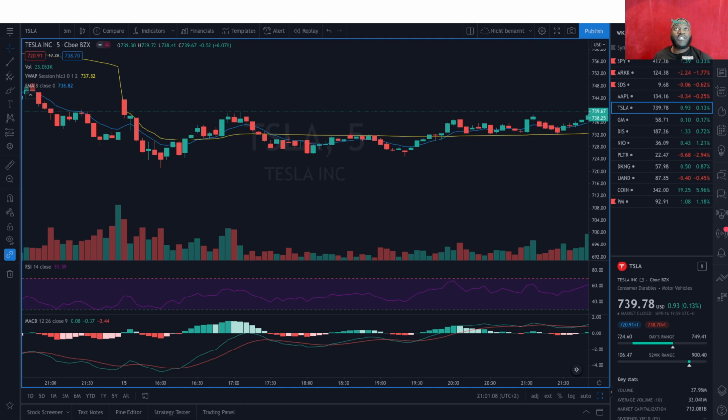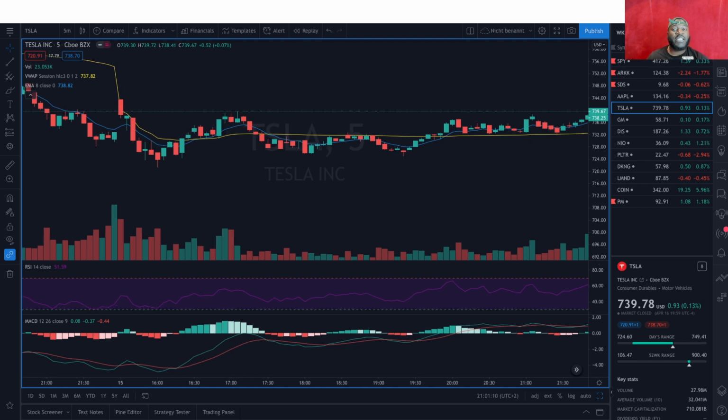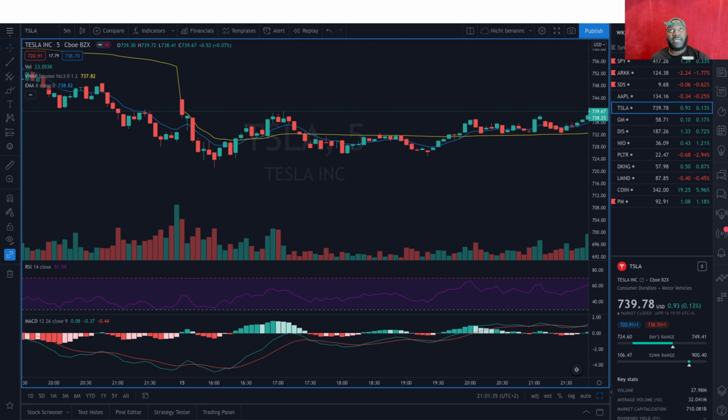Okay, so in this strategy, we will definitely need these two indicators again: the RSI, which is down here, the MACD, and this time we are not going to use the moving average 200 or the moving average 20, but instead we are going to use the exponential moving average, which is the EMA, and I'm going to use the time period 8.